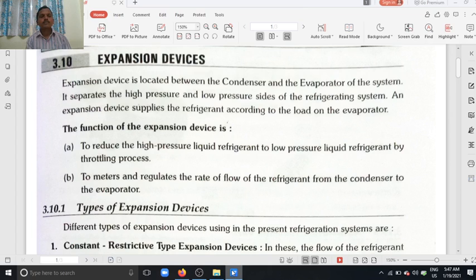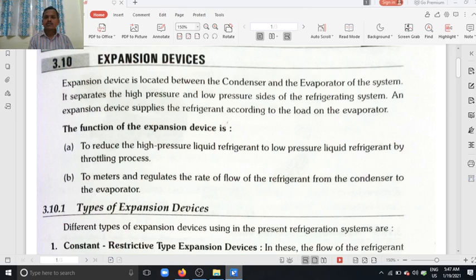Good morning to all. Today our topic is the expansion device. It is located in between the condenser and evaporator. This expansion device separates the high pressure side and low pressure side in the refrigeration system. It supplies the refrigerant according to the load on the evaporator.